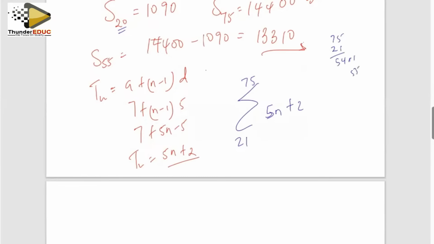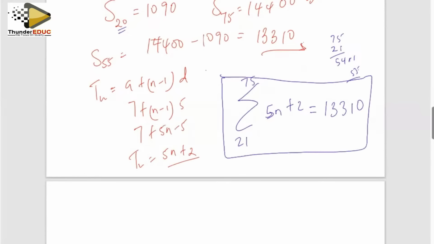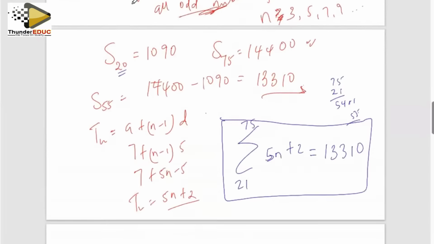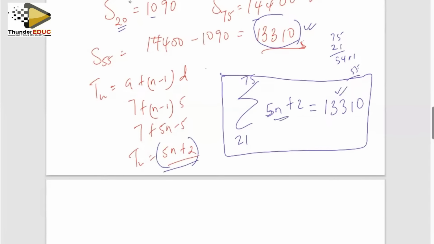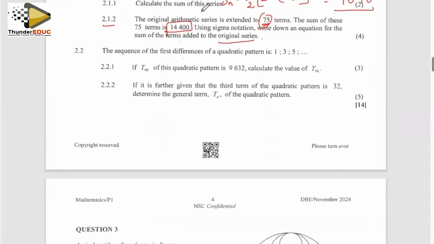Then plus 1, we have 55 terms. So this, I'm going to equate it to 13310. So this is what the question was asking for. Going back, all we needed was to get the difference between the sums to see what extra was added. So this is that. Then get your Tn in a simplified format, and then the sigma. What is important is the starting point, which is the 21st term up to the 75th term. All right, so that is 2.1.2.